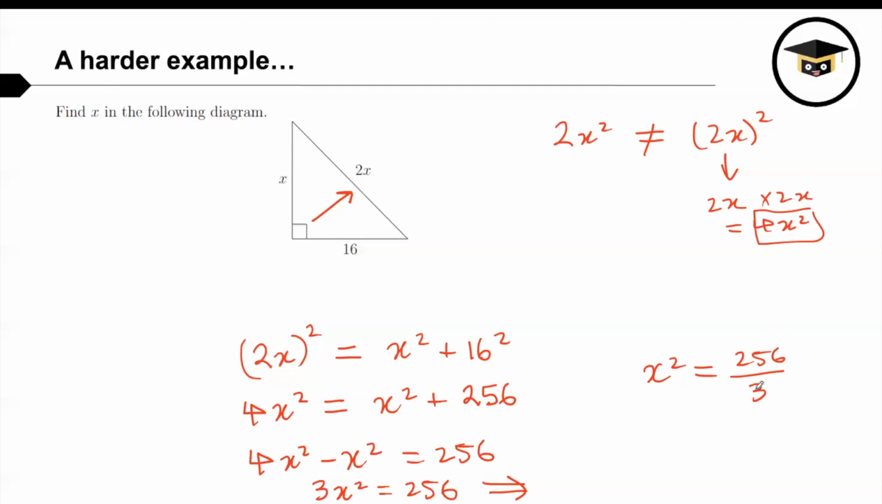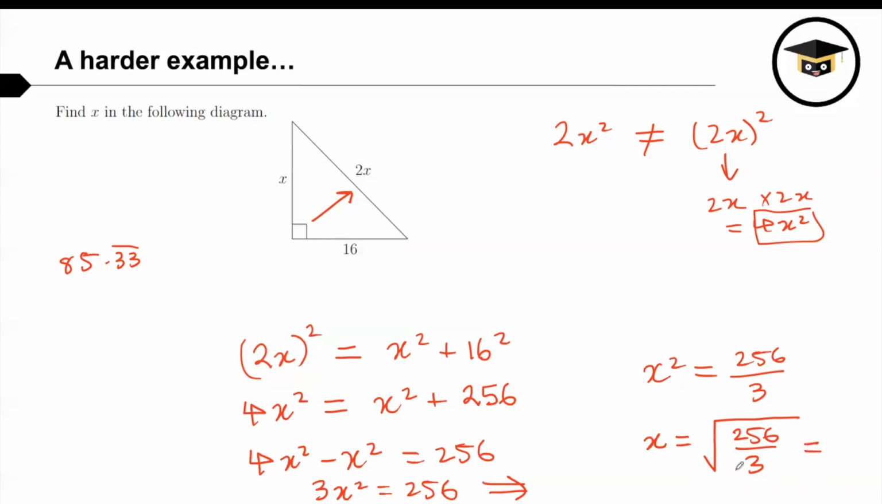If you put that into your calculator, you're going to end up with some sort of decimal. In fact, it might be better to just leave it like 256 over 3, because if you were to write it into your calculator, you're going to end up with 85.333, like 3 recurring, and that's probably not the best idea. So now we just find x. So x is going to be equal to the square root of 256 over 3. Make sure you put the square root over everything. That's a common mistake I see students making.